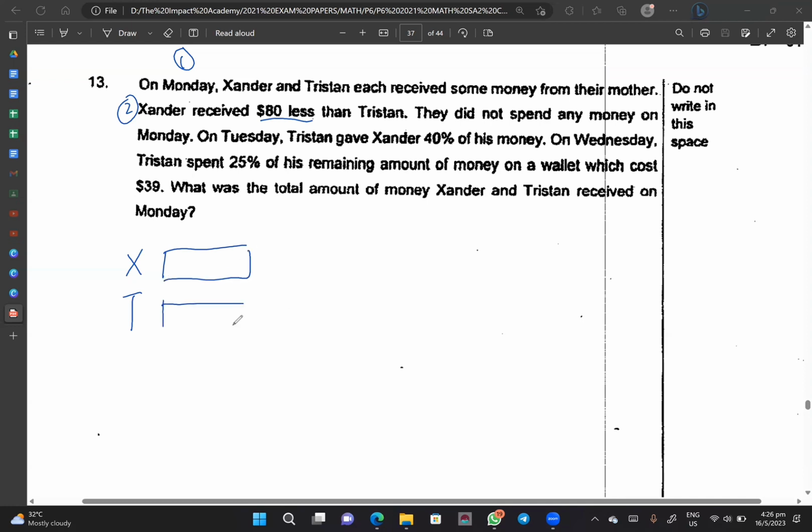Agree so far? Okay. More than Xander by how much? More than Xander by 80. All right. So we're going to show that this is actually 80. So therefore I can say that this is 1 unit and this is 1 unit. Am I making sense here? Okay. Now we move on to the next part, right? Sentence number three. See how I approach a question like that is how you should approach.